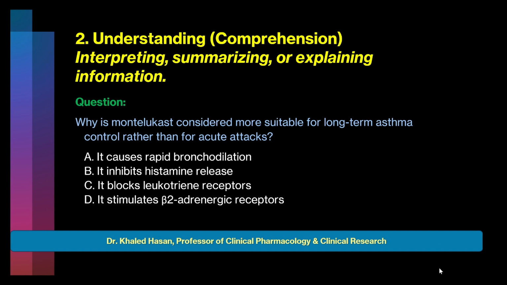So the correct answer will be it blocks leukotriene receptors. Here we talk about leukotriene, as you can see here. Montelukast inhibits the leukotriene receptor. It doesn't belong to the beta-2 agonists, and it doesn't belong to the histamine. It belongs to the leukotriene receptor antagonists. Okay, that was level number 2. We move to level number 3.